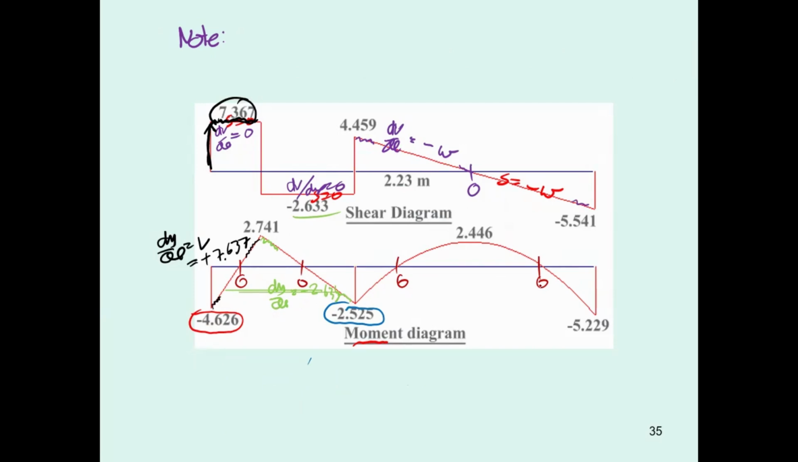Actually, you should be able to determine the location of 0 moment also. Why? That location changes the reinforcement. For the RC design, you got to know the location. And then again, this is 4.456 slope. dm by dx equal to 4.459. Sorry. Over here, dm by dx equal to 0.